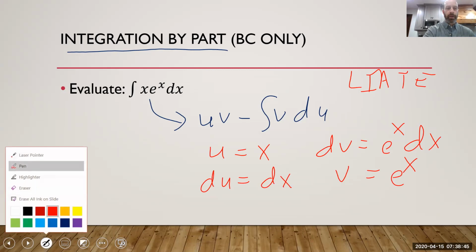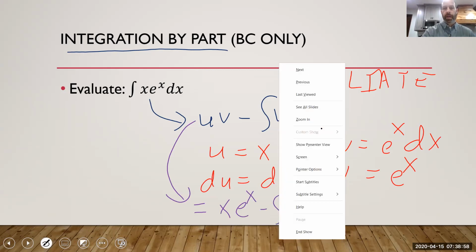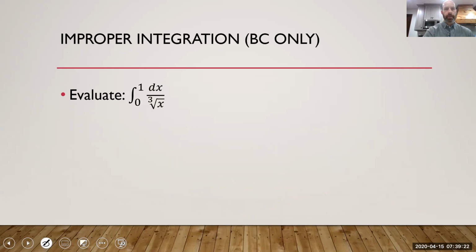So now we can plug all of that information into this formula, and we're going to have x e to the x minus the integral, and now we're going to do v du. So v we said was e to the x, and then du is dx, and then we go ahead and finish this out. It's going to be x e to the x minus e to the x, and then don't forget your constant of integration plus c. So that's integration by parts. I know that's one of the easiest examples, but I want to just refresh your memory on that.